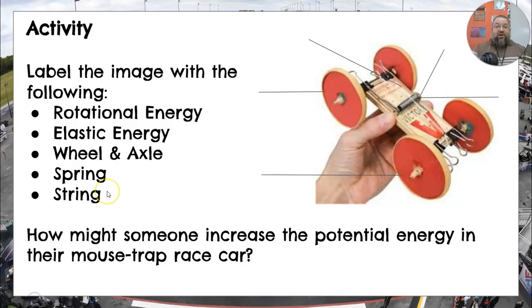As far as your activity today, it's super easy. On Google Classroom, you will find this sheet right here without my face being over there. All you're to do is label the image with the following, and I even have lines. So let's say you have a spring here. That spring is what kind of energy? Label it. If you can identify the parts, there you go. Don't forget this bottom question: how might someone increase the potential energy in their mousetrap race car? Think about that. There are going to be multiple different ways to answer that, and provide that for me on your activity.